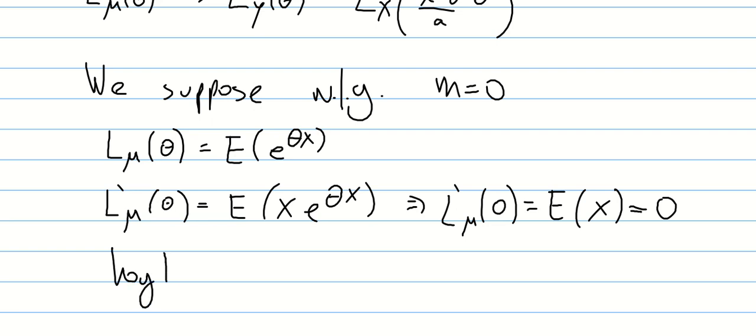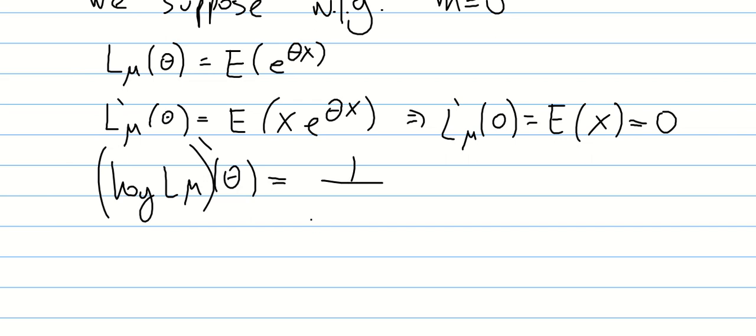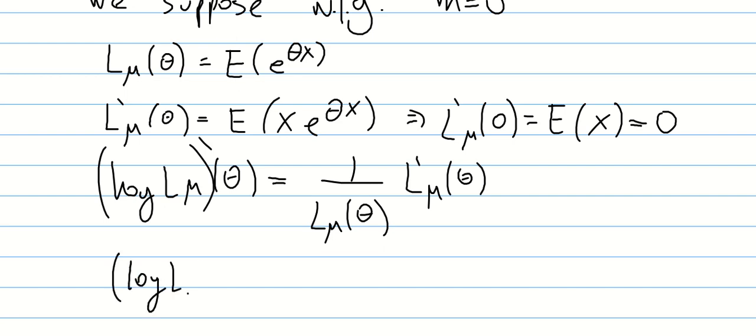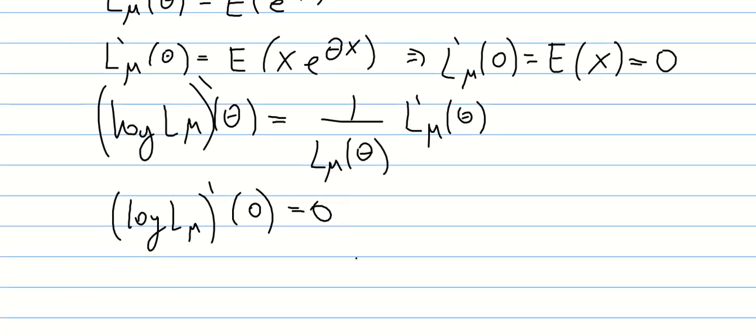Let's look at the logarithm. If we take the logarithm of the Laplace transform and differentiate, we're going to get 1 over the Laplace transform times the derivative of the Laplace transform. So it means that the derivative of the log at 0 is also 0, because the numerator is going to vanish here, and the denominator is always positive, right? This function is always bigger than 0. So we've got our result on the derivative.